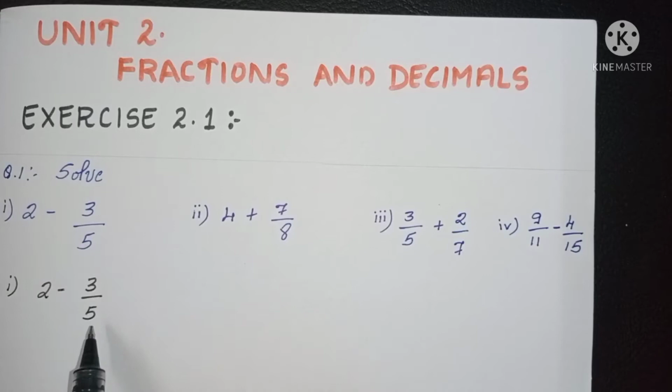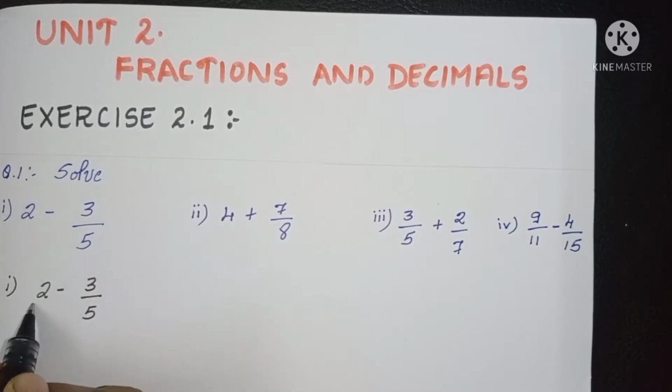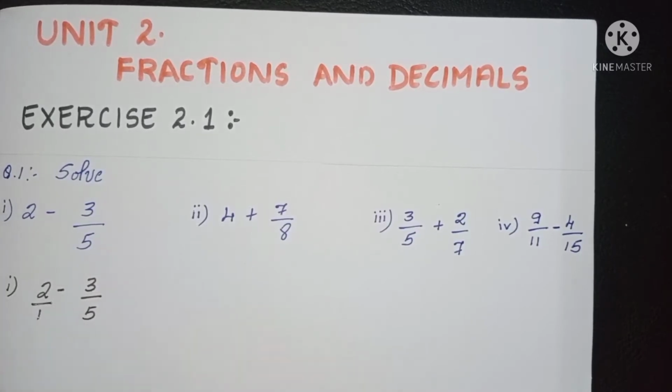So here 3 by 5 is given in terms of fraction. So you have to subtract, but here it is given as a whole number. So first we have to write this one in terms of fraction, that is 2 by 1. To make the denominators equal, we have to take the LCM. The LCM of 5 and 1 will give you 5.